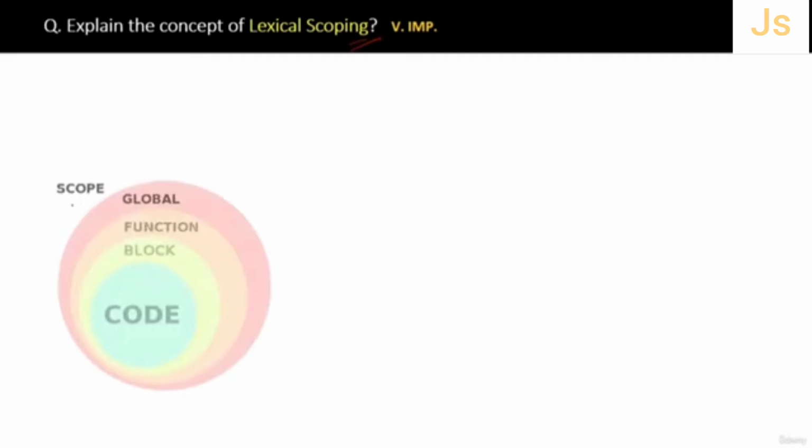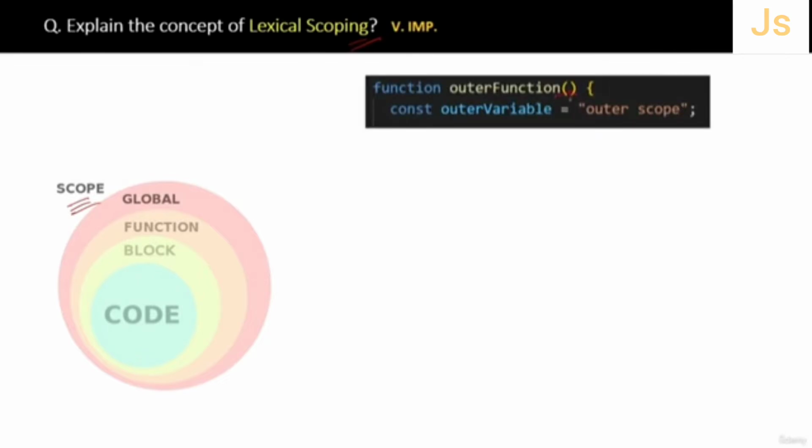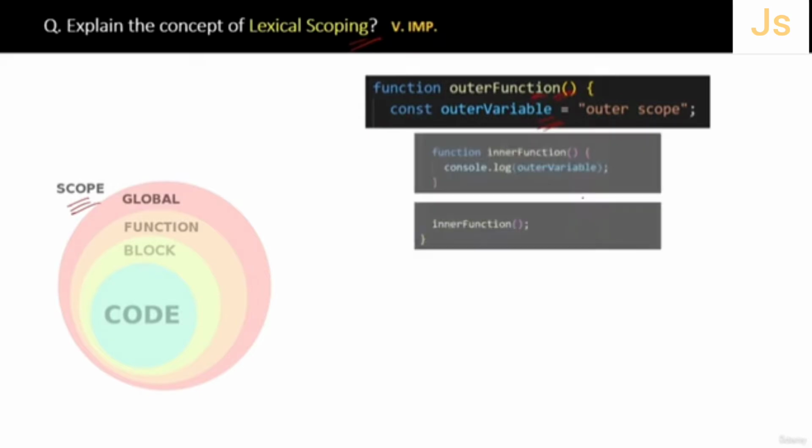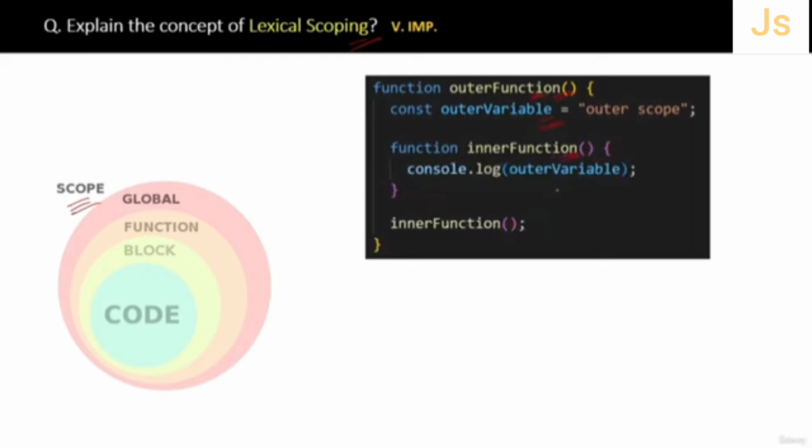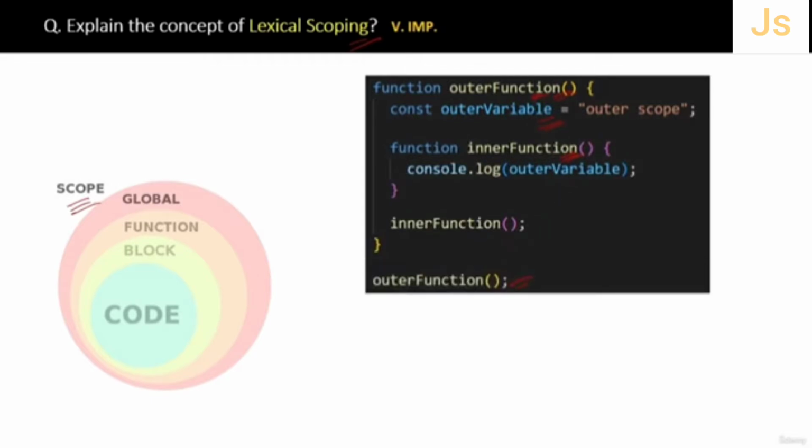Explain the concept of lexical scoping. I like the name of this concept. Before understanding this, we should have an idea of scoping in JavaScript, which I already explained earlier, right? Let me show you the code first. Suppose we have an outer function like this, and inside that we have one outer variable. Now, inside the outer function, there is also one inner or nested function like this. Now, when we call the outer function, that will ultimately call this inner function.